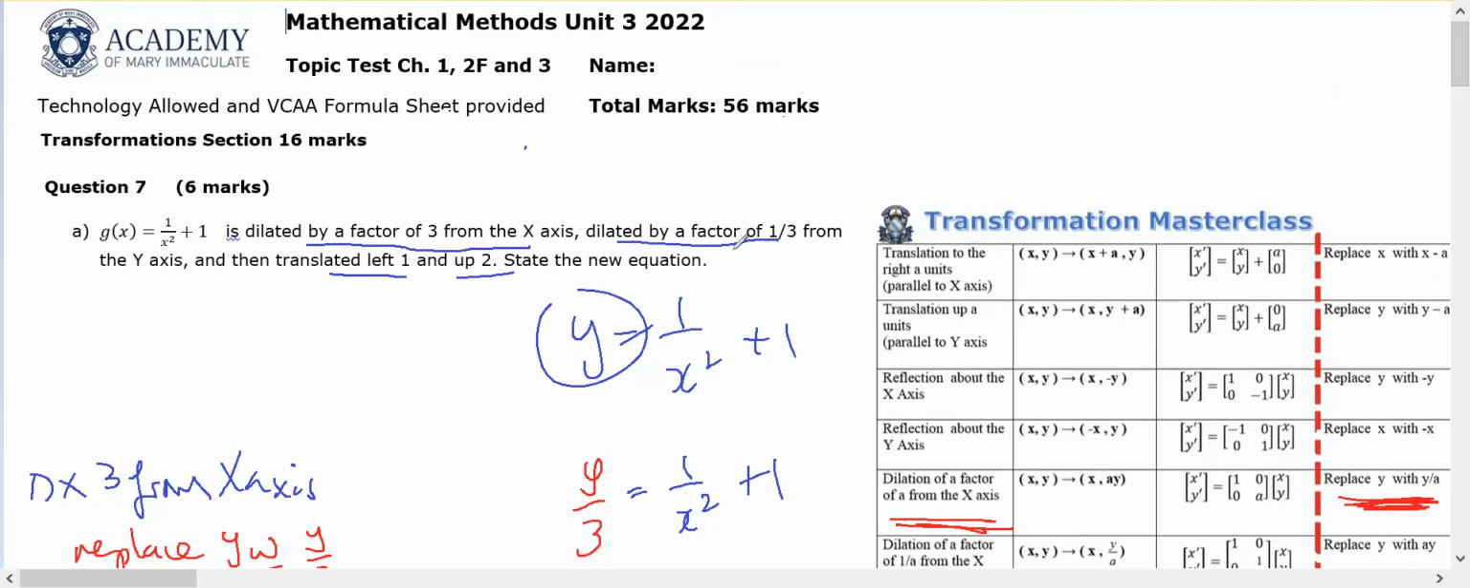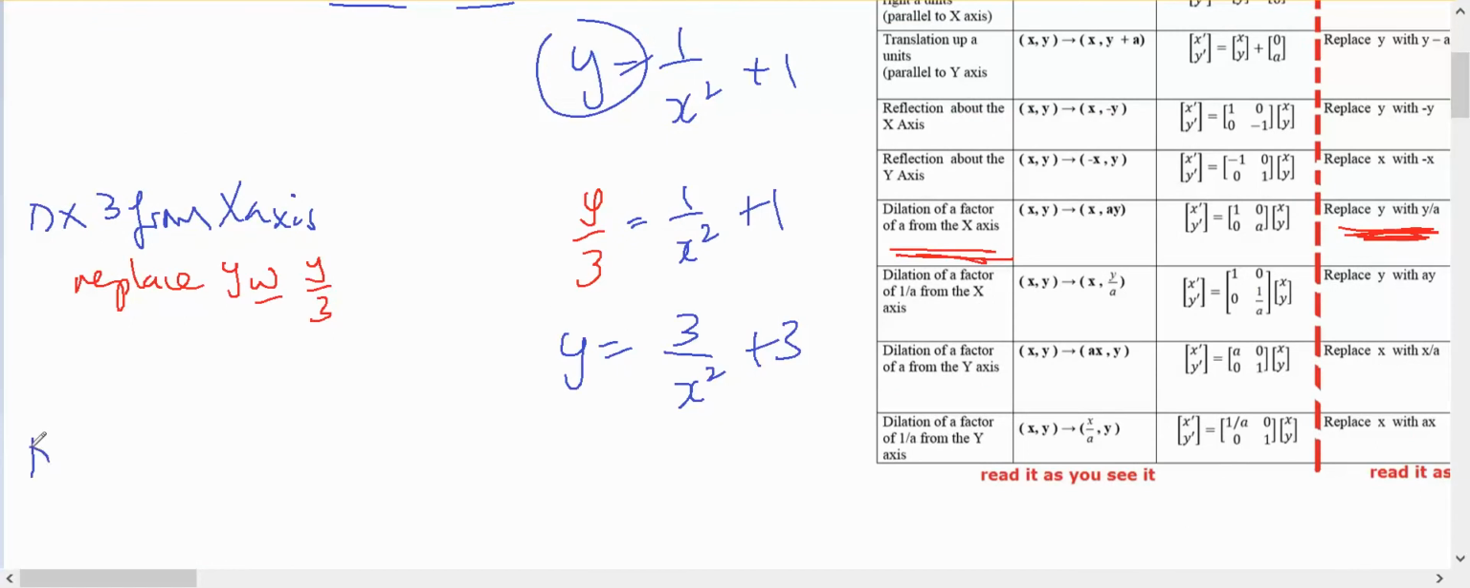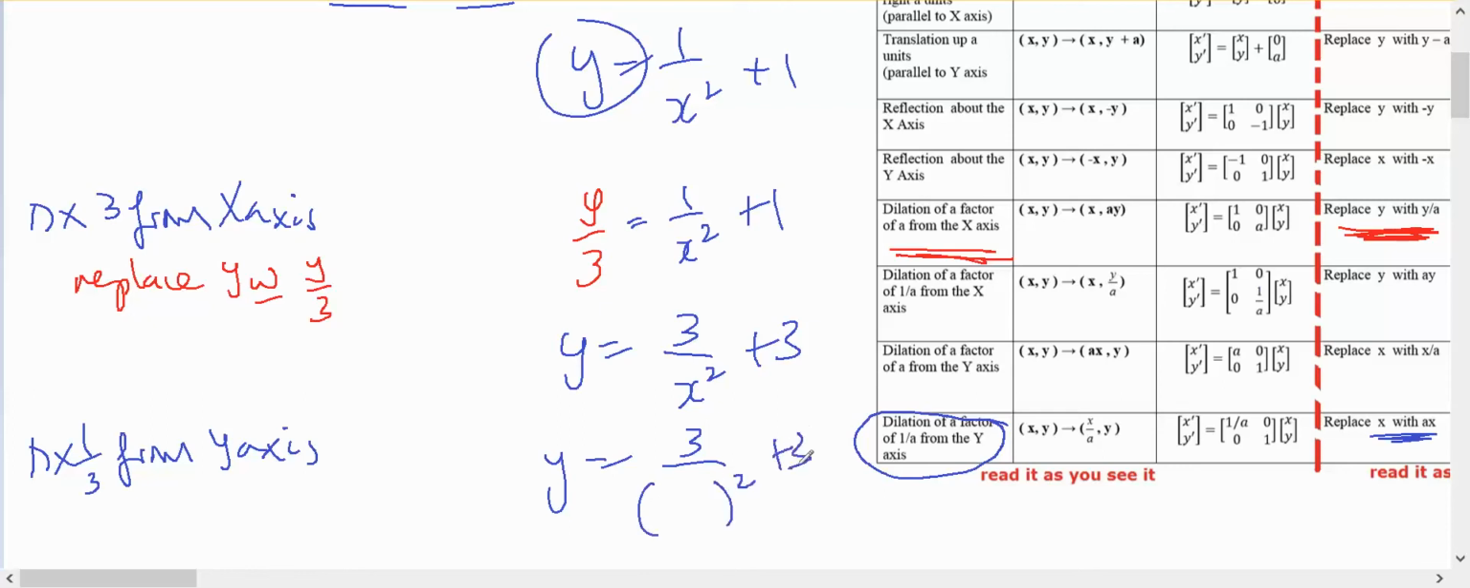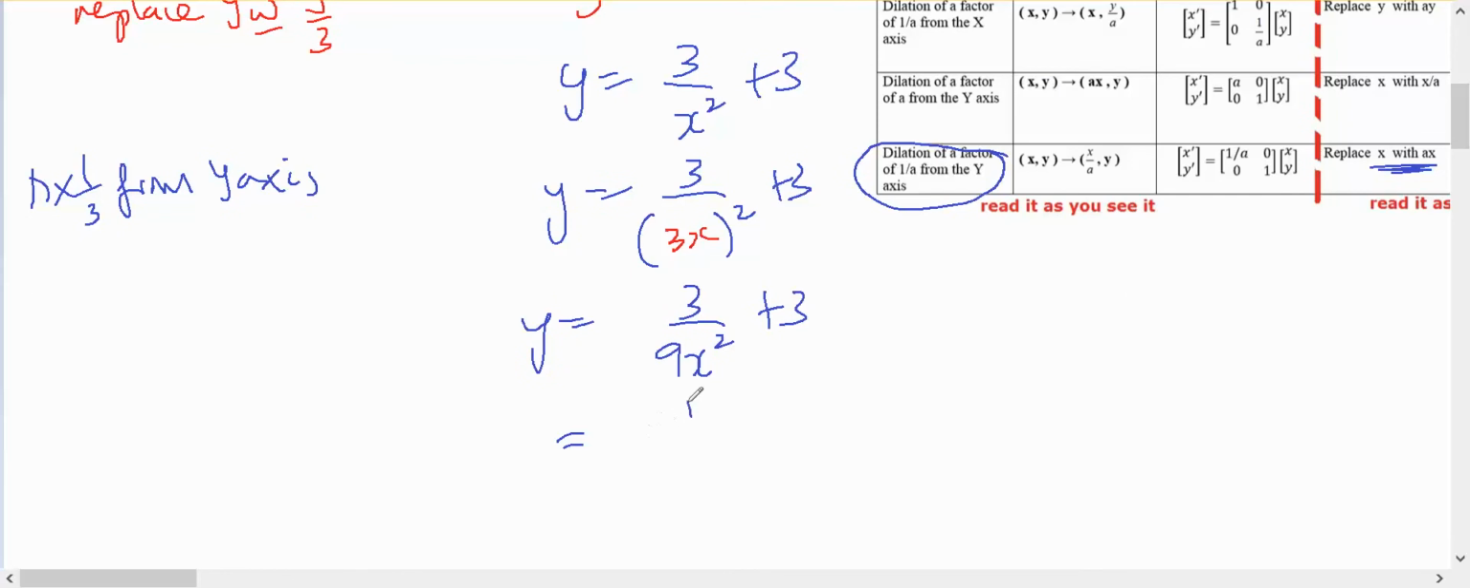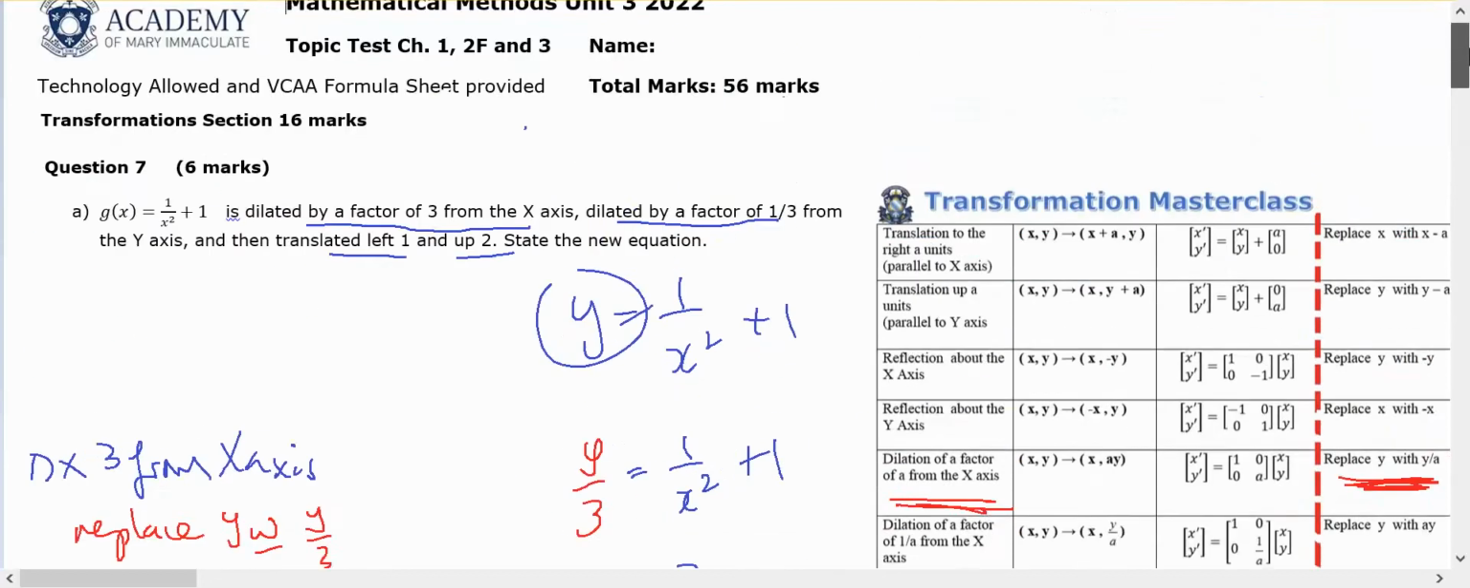Okay, so what's next? Dilation by a factor of 1/3 from the y-axis. Dilation by a factor of 1 on a from the y-axis, I replace x with ax. Therefore, I've got y equals 3 on top of x squared plus 3, but the x becomes 3x. So, doing a bit of a clean up, y equals 3 on top of 9x squared plus 3, y equals 1 on x squared plus 3, and now I've got a couple of dilations.